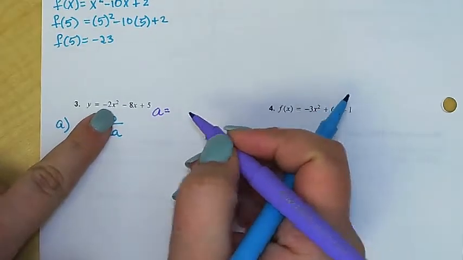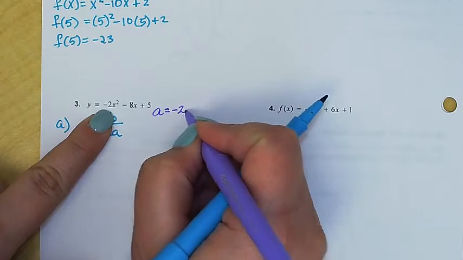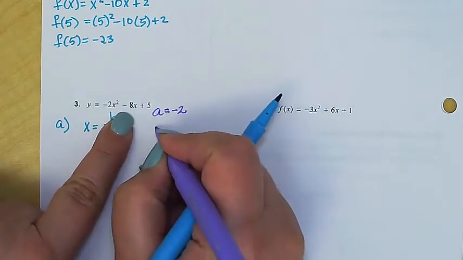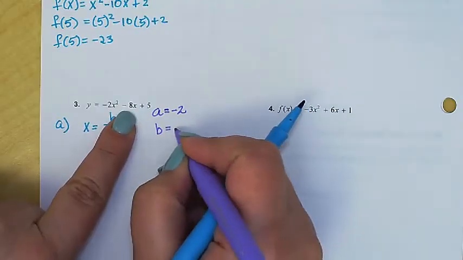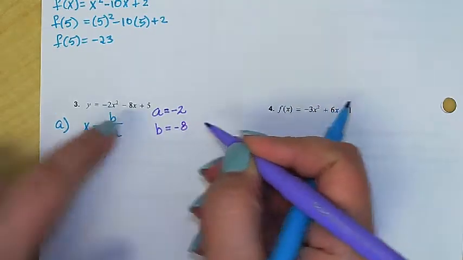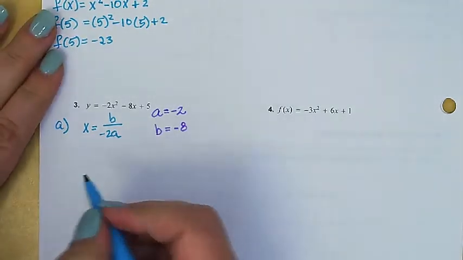A is the leading coefficient that is attached to the x squared. So in this case, it is negative 2. B is the coefficient on the x term, the one that does not have the power. So in this case, that is negative 8. So that is what we are going to plug in here for our b and our a.